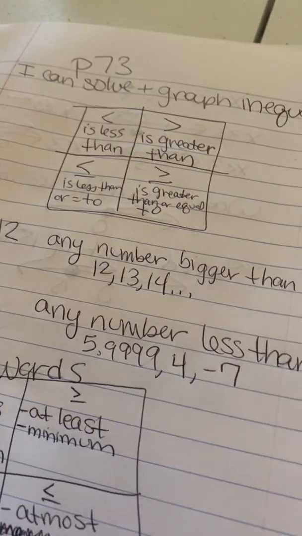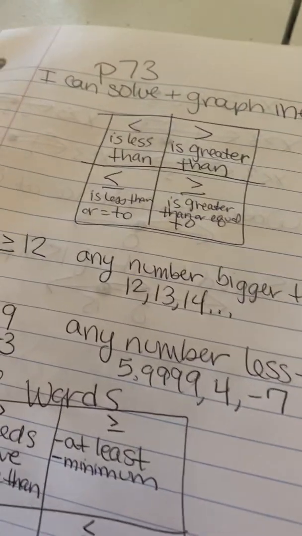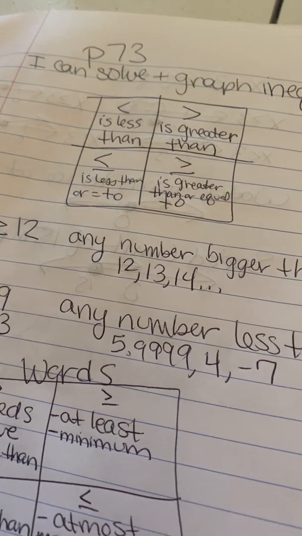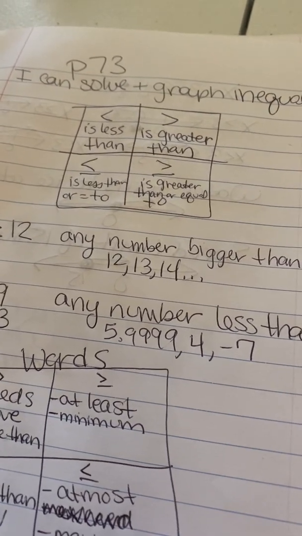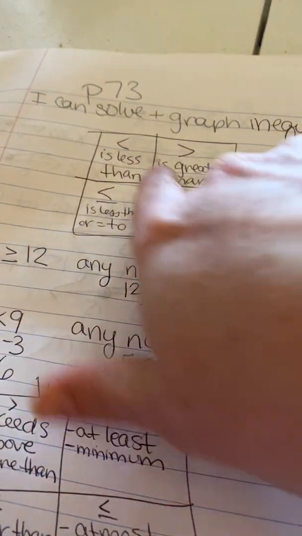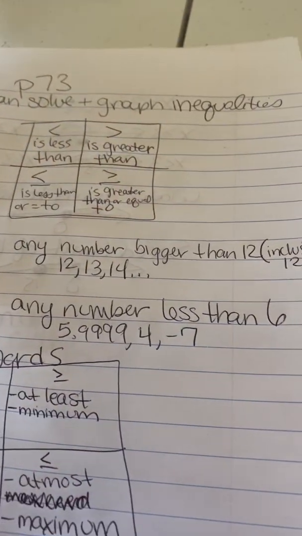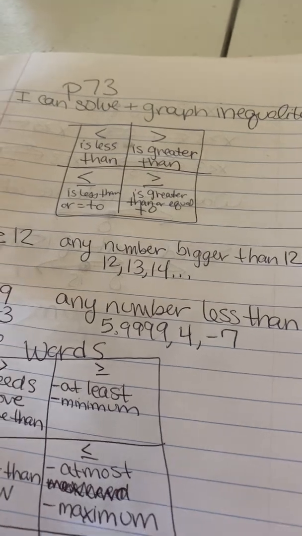Hi, now that you have done the Nearpod lesson, let's look at our notes on page 73. A lot of this is going to come straight from the Nearpod. I just summarized it so you wouldn't have as much to write. So our goal is I can solve and graph inequalities. That's going to be our goal for the next 3 pages of notes.